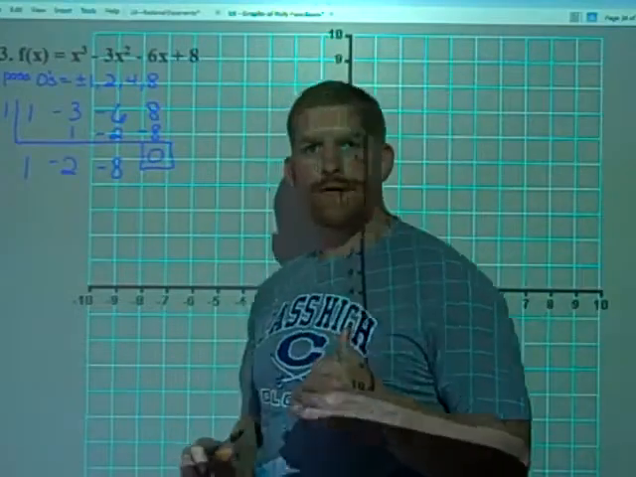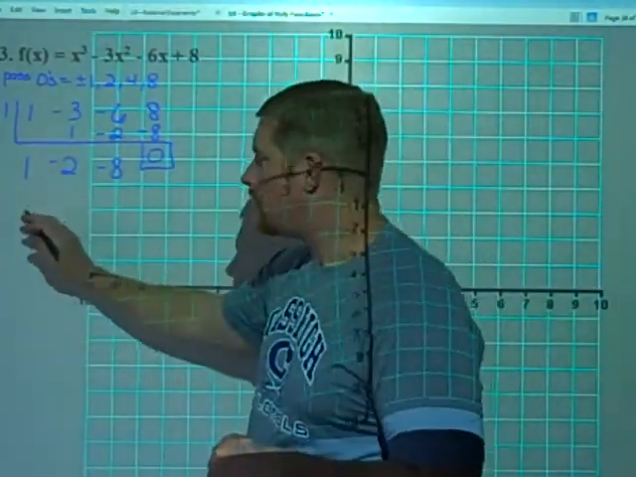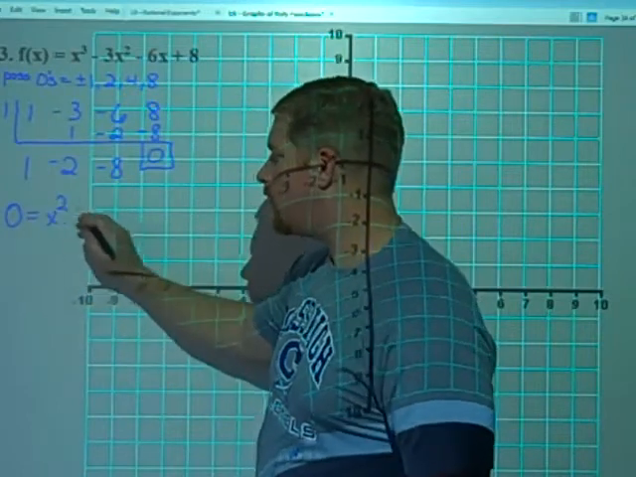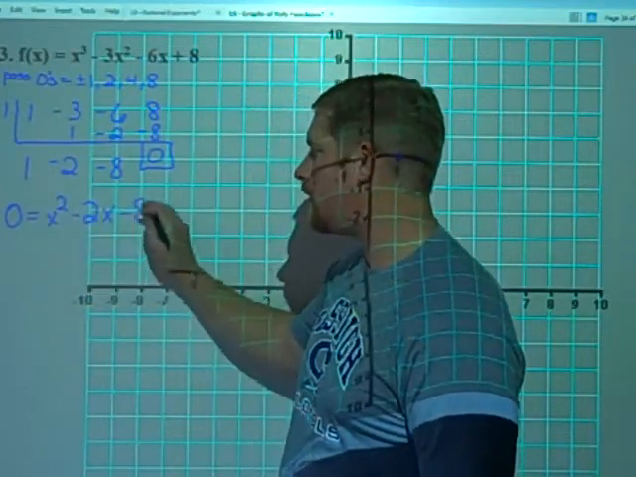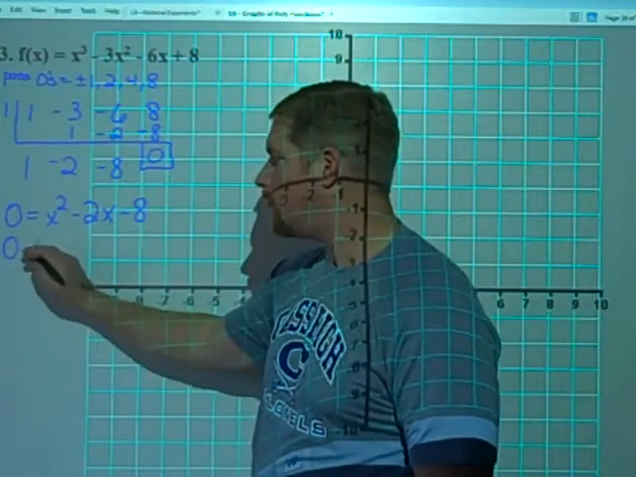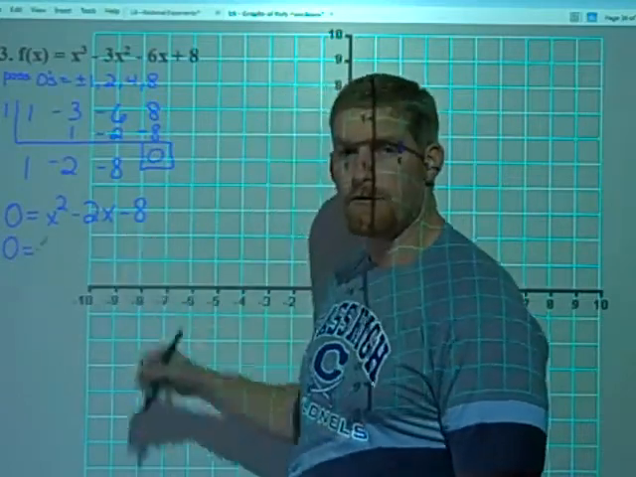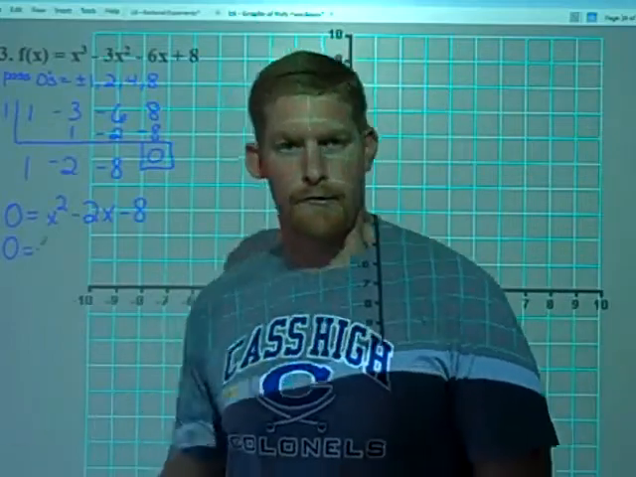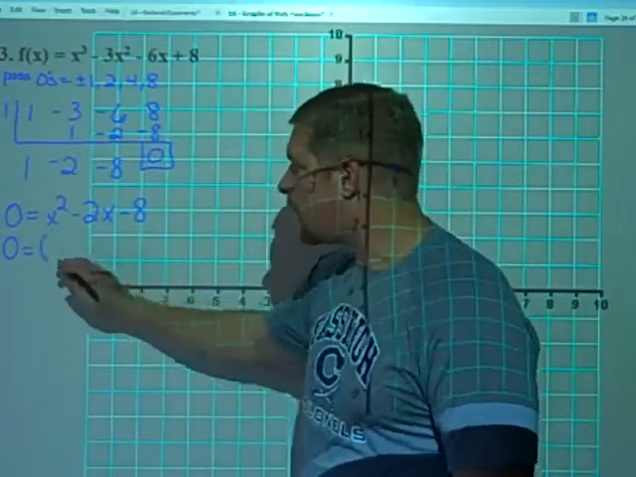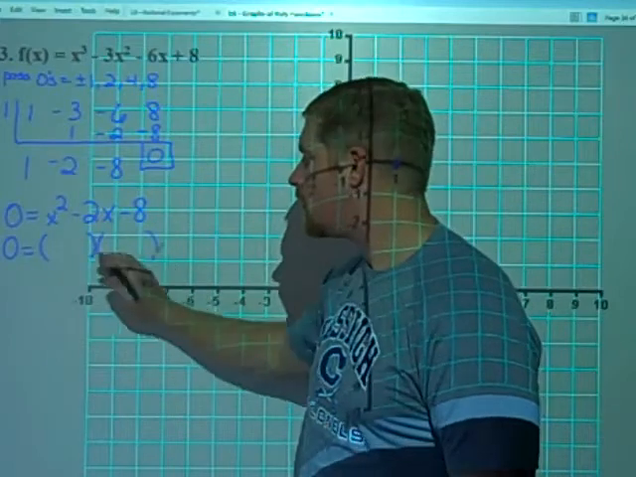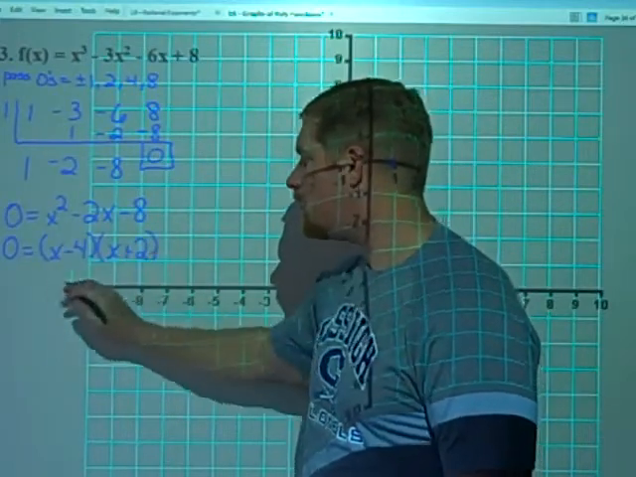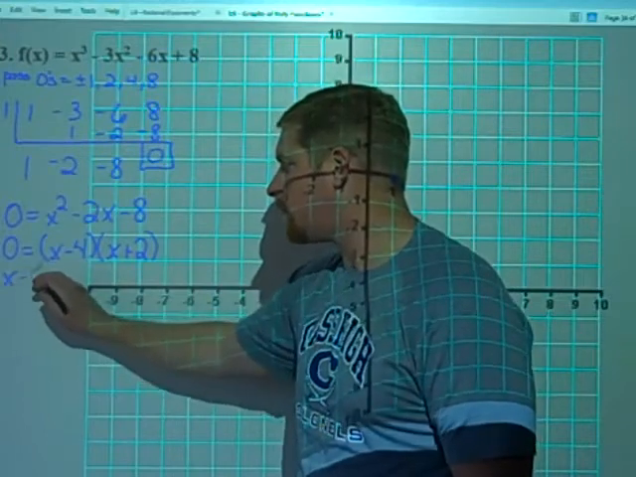If you remember about synthetic division, you know that this breaks down into x squared minus 2x minus 8. Because it's a quadratic, try to see if it factors first. If it doesn't, use the quadratic formula. This will factor: (x minus 4)(x plus 2). From here, set each one equal to 0.